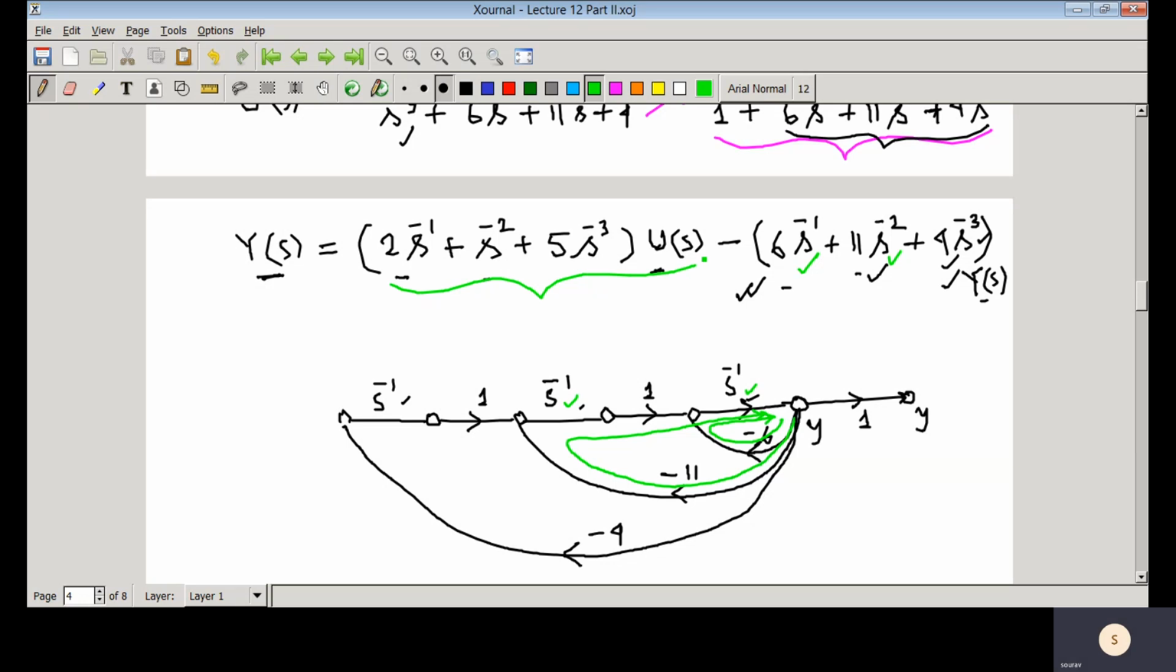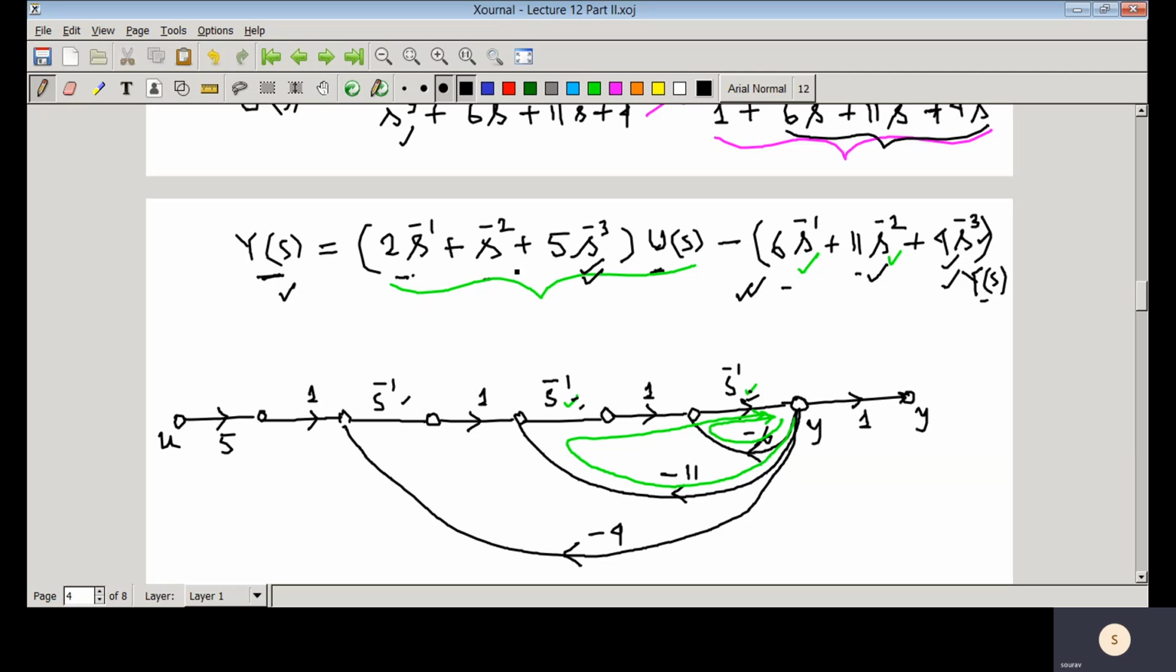Now if we take one node here, that is 1, and here you have the input node u. The first one is 5 into s to the power minus 3. So if I multiply here with 5, then we can see here 5 into s to the power minus 1, s to the power minus 1, and s to the power minus 1. So that means y equals 5 s to the power minus 3 into U(s). The first term is satisfied.